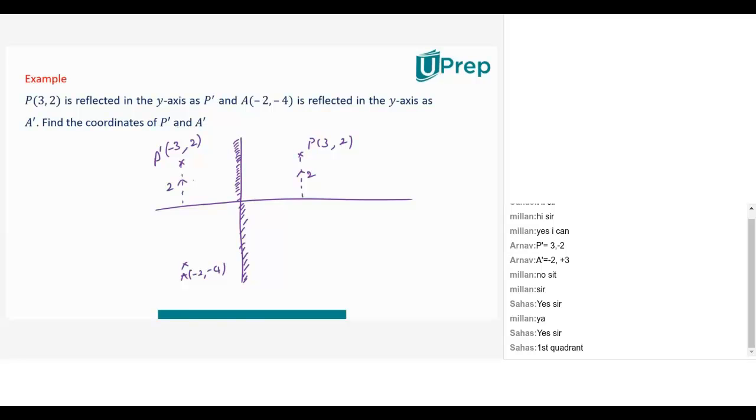Now, Sahas, what will be A dash? Which quadrant is A dash? A dash image will be in first quadrant. I don't think so. Y-axis is the mirror. It should be in fourth quadrant. The image of A should be on this side. It should be in fourth quadrant.